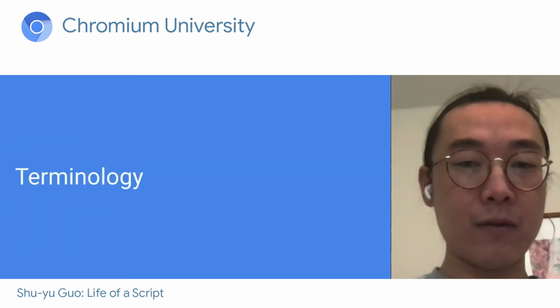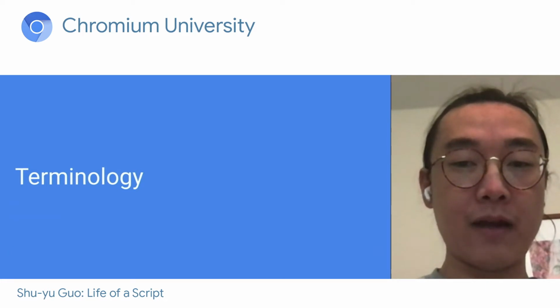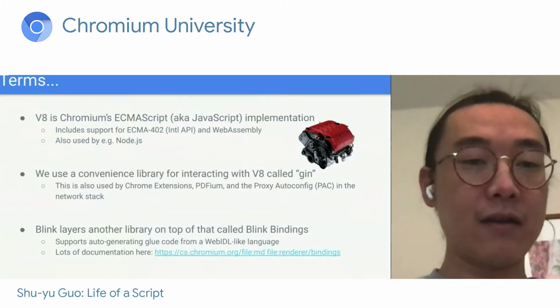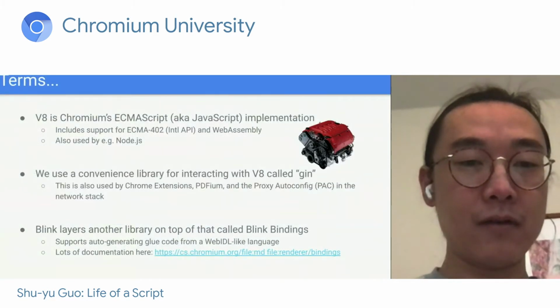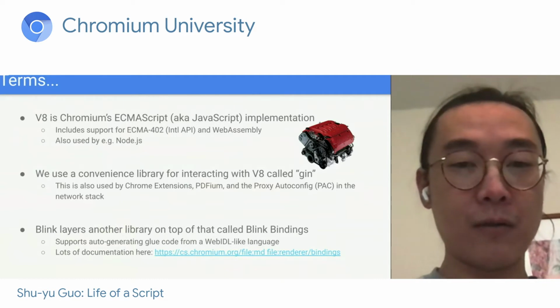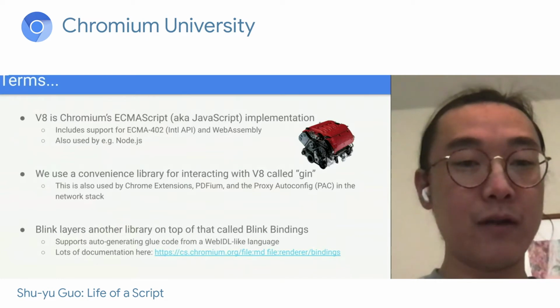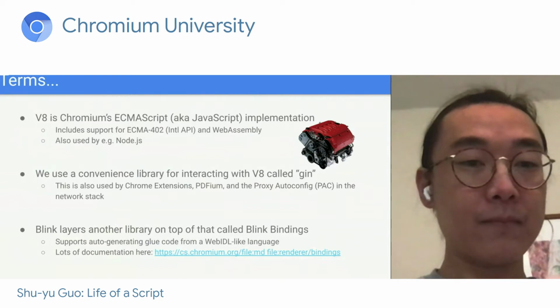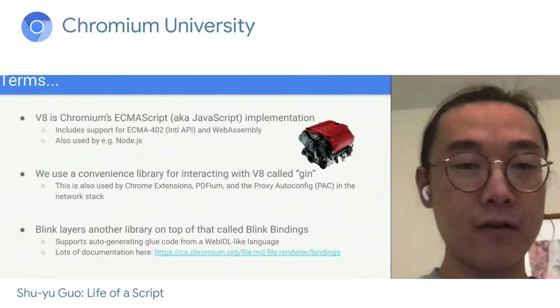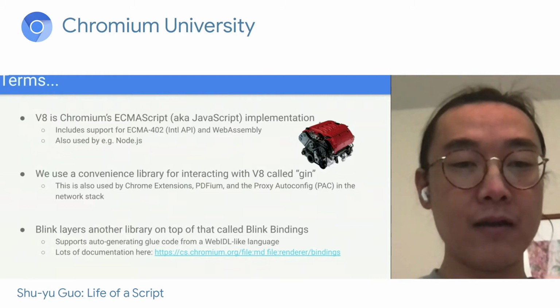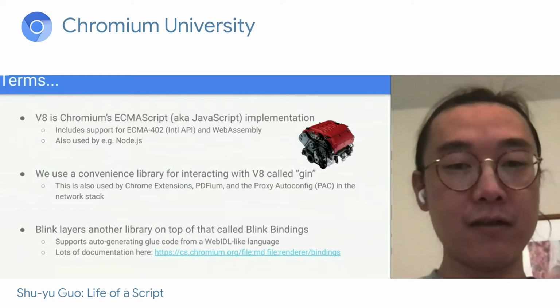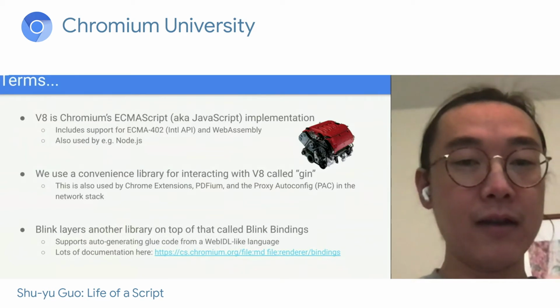Let's start with some terminology that often comes up with V8, specifically in the context of Chrome and embedding in Chrome. So V8 is Chromium's ECMAScript implementation. It is called ECMAScript after the standards organization in which it is standardized, ECMA, but everybody basically calls it JavaScript. It also includes support for ECMA 402, which is a different standard for the internationalization API, or the Intl API, as well as WebAssembly. So V8 supports these technologies. In addition to being used inside Chromium, it is also used by Node.js.